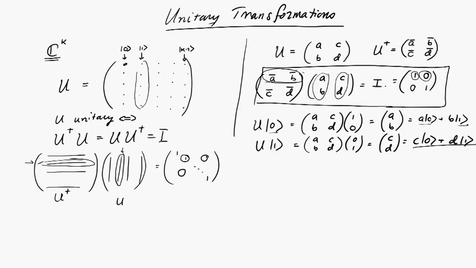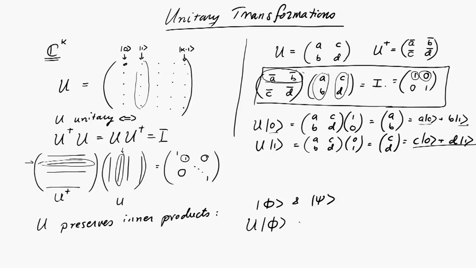Now, here's another thing we can say about a unitary transformation. We can say that U preserves inner products. What do we mean by that? Let's say that we start with two different states, phi and psi, and we apply U to each one. So we look at U phi and U psi. The claim is that the inner product between phi and psi is the same as the inner product between U phi and U psi. Okay, so how do we see this?